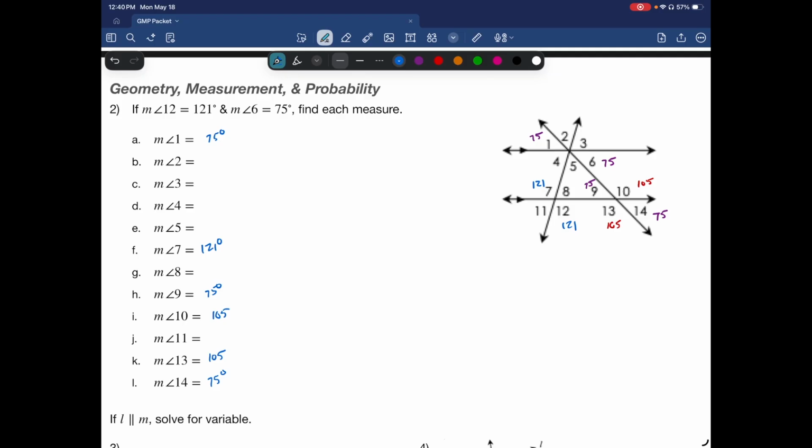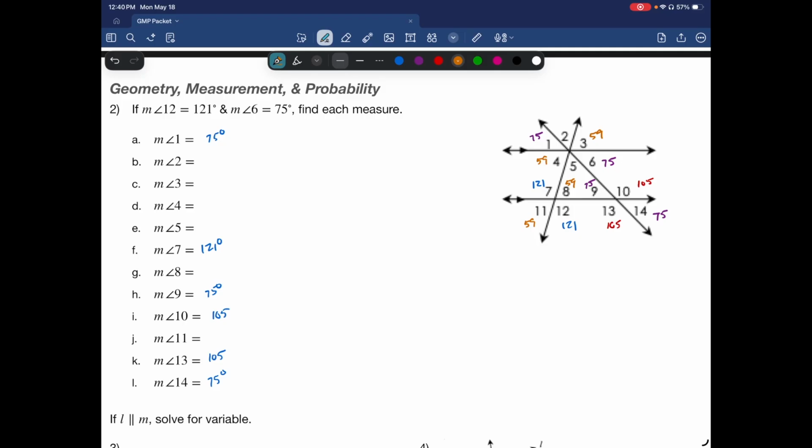Okay. Let's see. We have 121, or 180 minus 121. That's going to give me 59. So 11 is 59. 8 is 59. All right, and because 3 and 8 are corresponding, we know 3 is 59 as well. And because 3 and 4 are corresponding, we know this is 59.